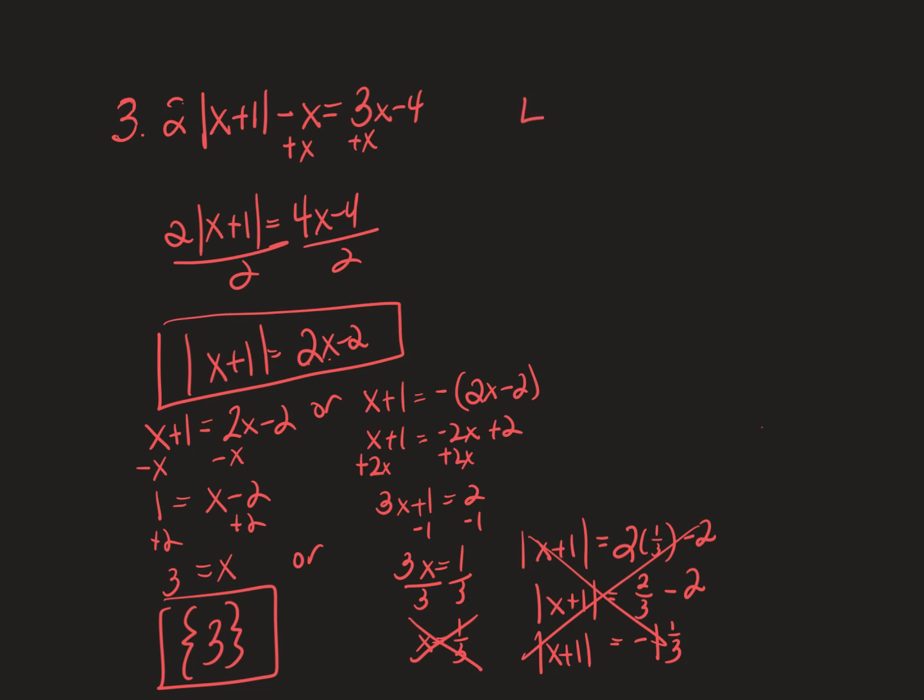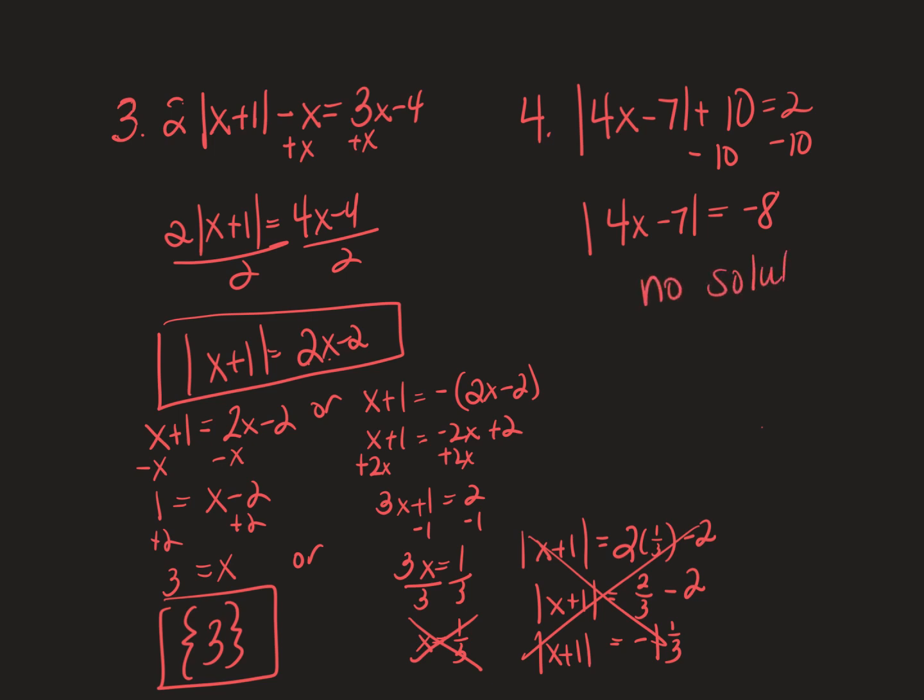And then for number 4, the absolute value of 4x minus 7 plus 10 equals 2. I have to get my absolute value alone. I'll subtract 10. So the absolute value of 4x minus 7 equals negative 8. And I have my absolute value alone. The number on the right is not positive. Therefore, my answer is no solution.